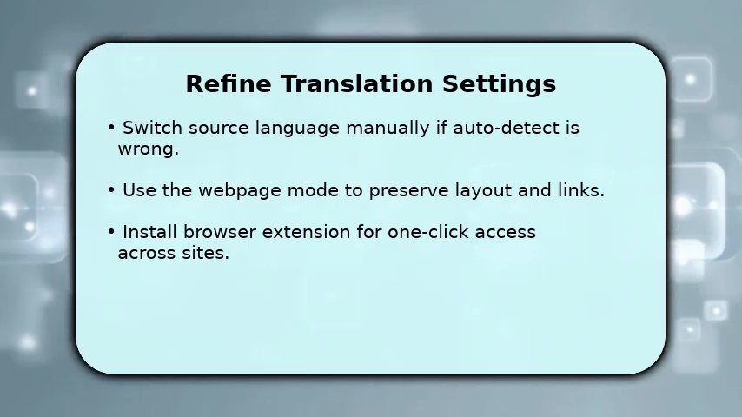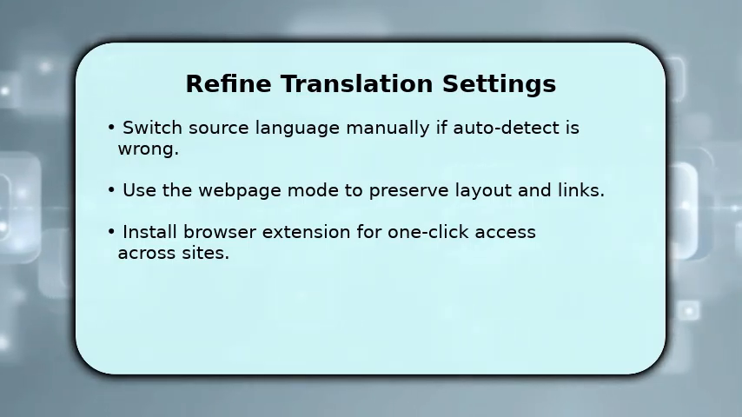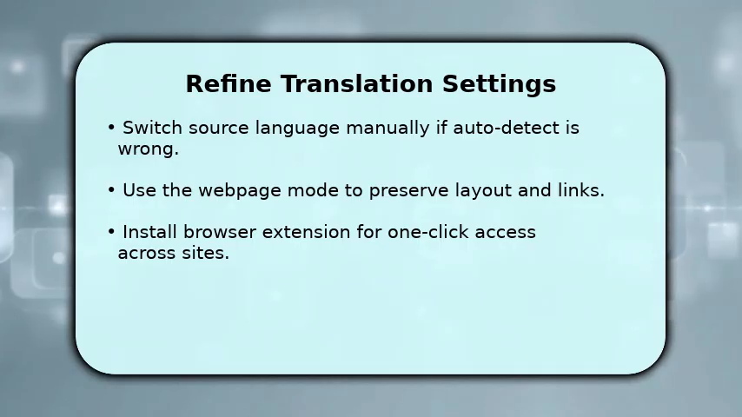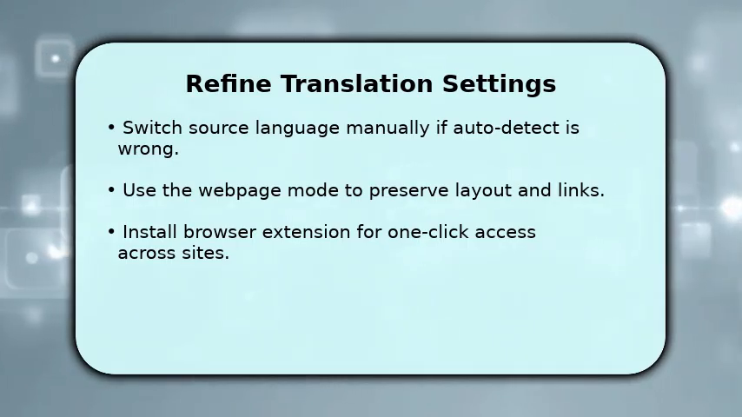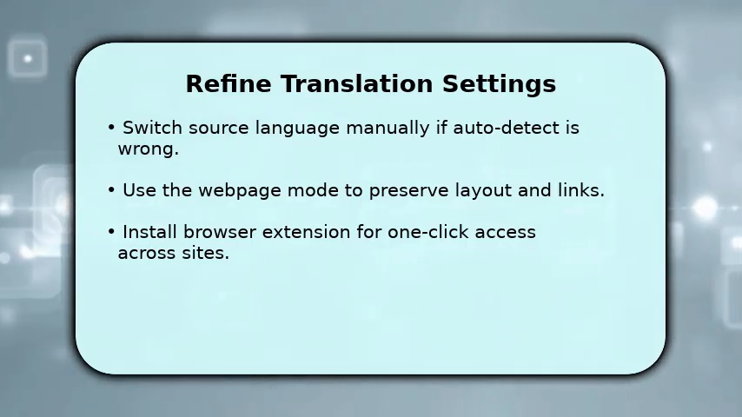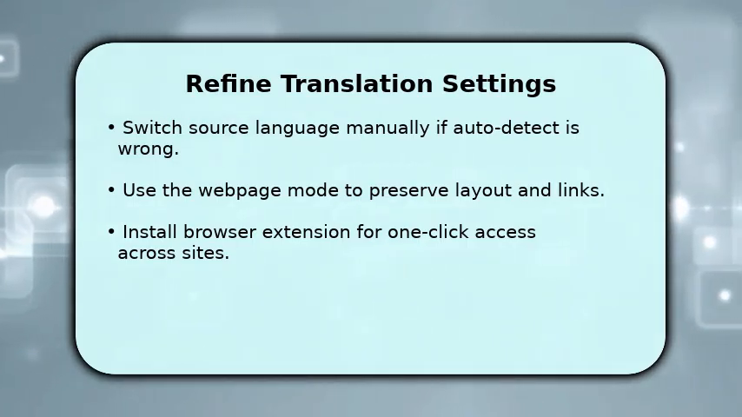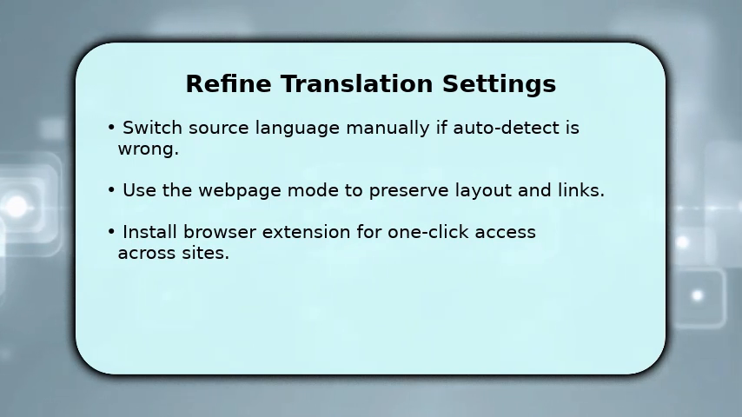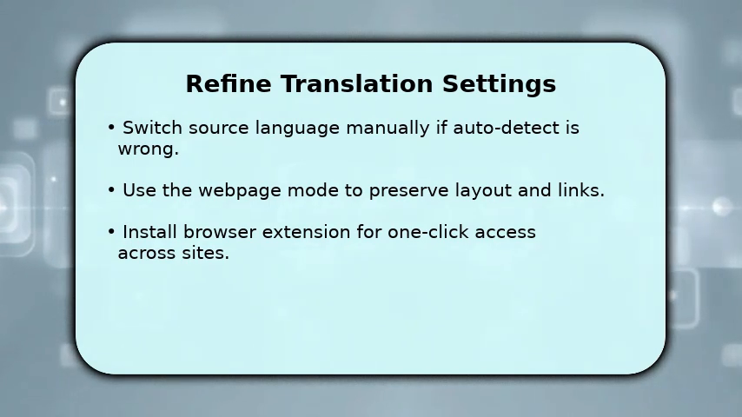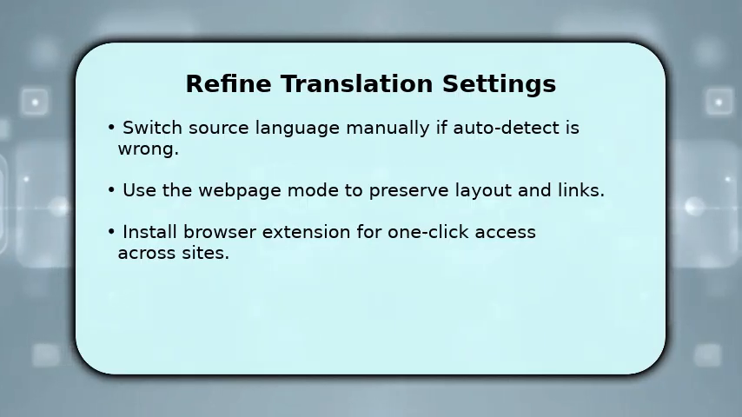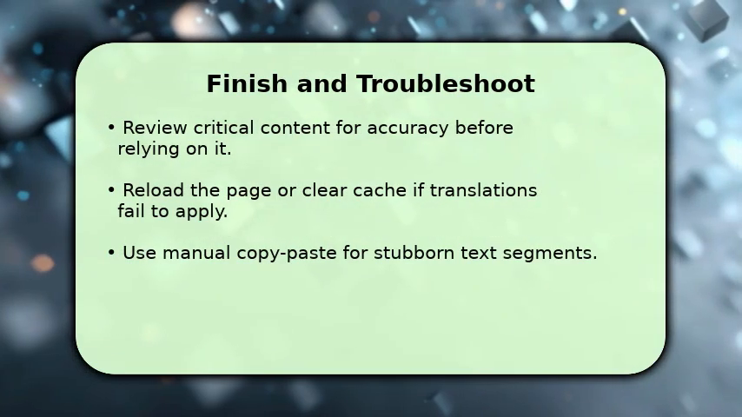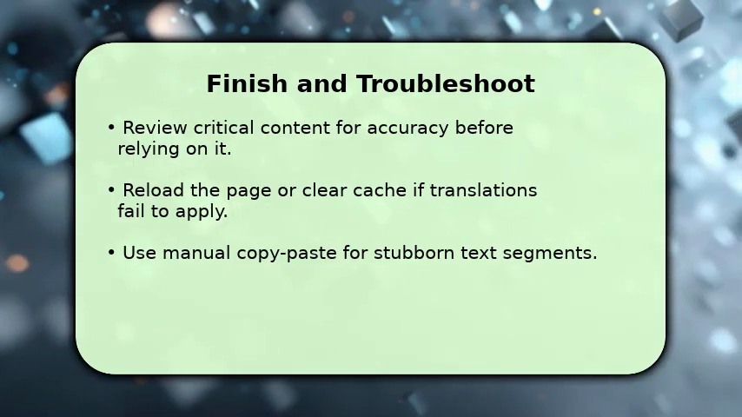For sites with login or forms, translate visible interface text only and avoid translating form values. If you need persistent access, install the browser translate extension and configure preferred languages. This removes repetition and streamlines translating additional pages. You finish by quickly reviewing headings, buttons, and instructions to confirm meaning.